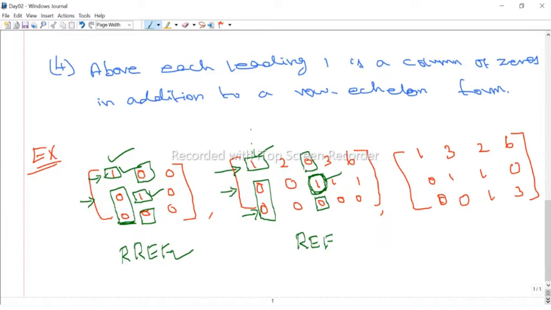And the entries below are 0, which is nothing but the row echelon form. We already checked that. Therefore this is a row reduced echelon form, because we need not check the third row, because everything is 0. Now look at the third matrix.